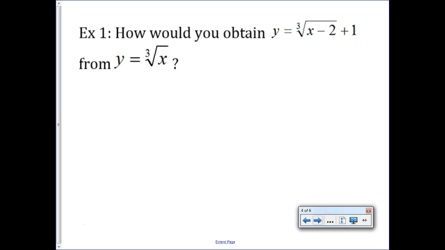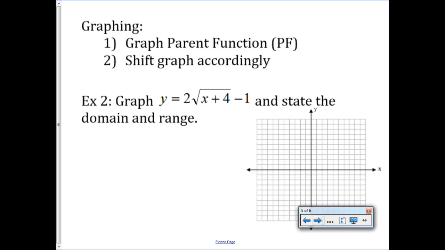So how would you obtain the cube root of x minus 2 plus 1 from the cube root of x? Well, we would have moved to the right 2 and up 1. So let's try graphing some of these. Graph the parent function and then shift the graph accordingly.